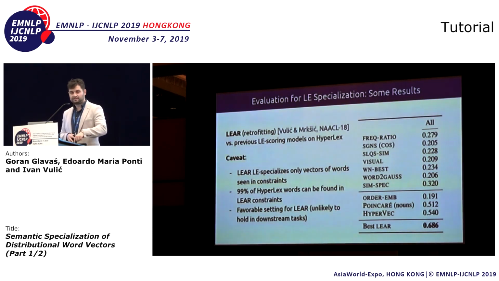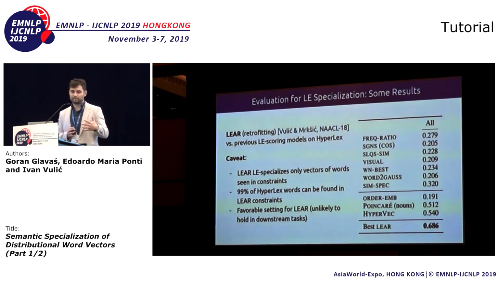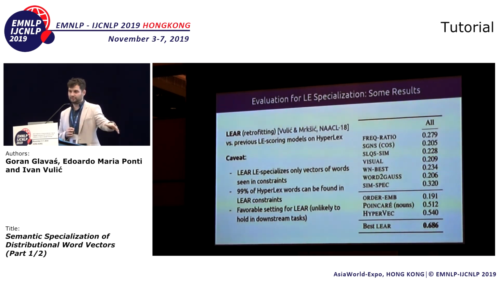But LEAR specializes only the vectors of words that have been seen in lexical resources and in lexical constraints. And in HyperLex, 99% of the words have been seen, exist in the constraints that the retrofitting model LEAR tunes. So this is a favorable setting for the retrofitting models, and in some kind of downstream task where you want LE specialized embeddings, you cannot expect that all of the words that you will see in your downstream task have also been seen in your lexical constraints, so you tune the vectors for them.